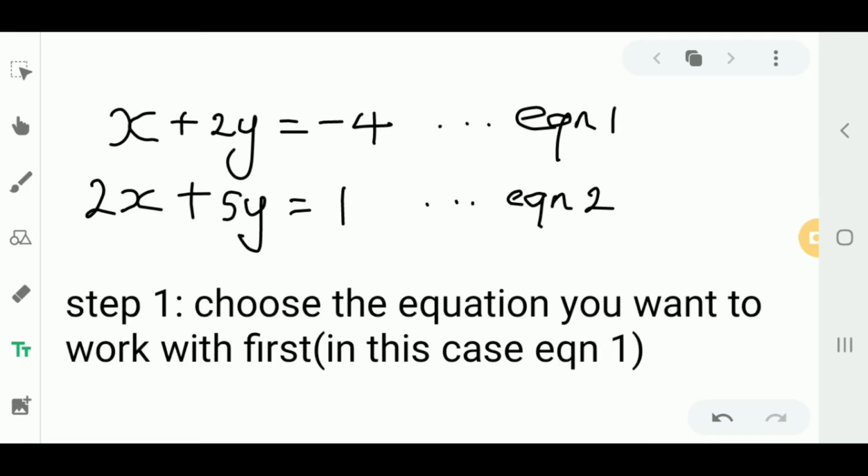Okay, so step 1 says choose the equation you want to work with first, and in this example I'll be using equation 1. Why? We want to choose an equation that has either the x coefficient or the y coefficient equal to 1, if that is possible. So here the x coefficient is a 1. So that means we're going to be using this equation first.